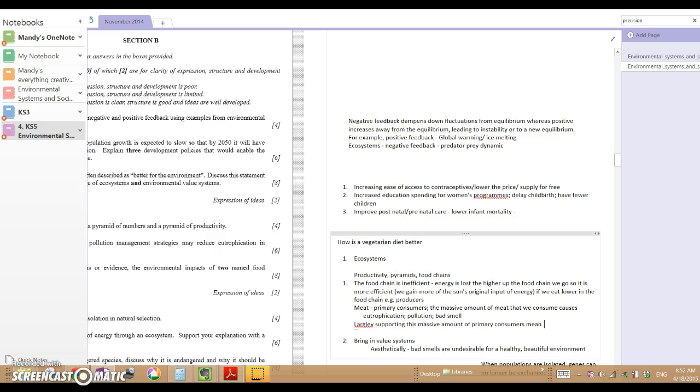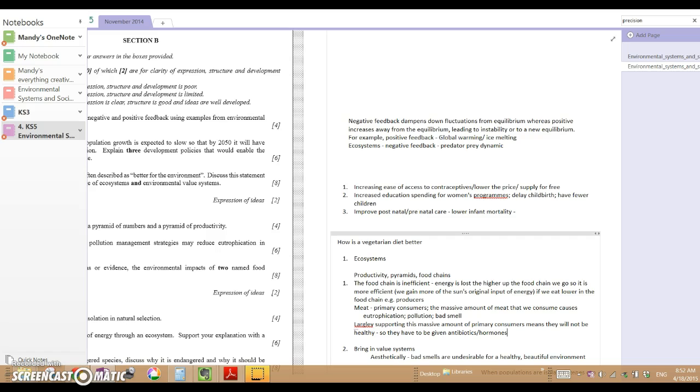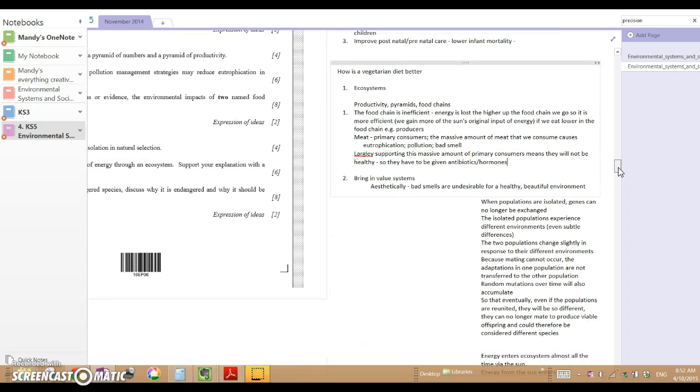means they will not be healthy. And I don't know how good of an argument that is, because perhaps we could just have them at lower densities and that would be helpful. But I think you could argue the mark there. So they have to be given antibiotics or hormones to make them grow. But it's a hard question there because, you know, we would put those kinds of things into plants as well. So, eat low in the food chain for producers.